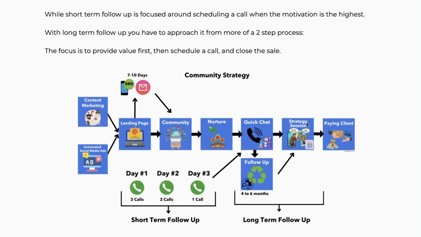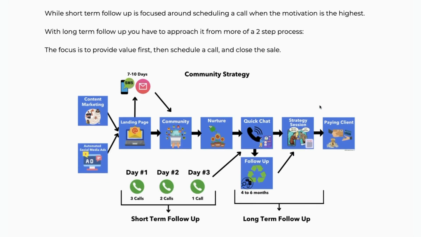Short-term follow-up is more focused on scheduling a call when the motivation is the highest. With long-term follow-up, you have to approach it as more of a 2-step process: I'm going to provide value first, right? It's always value driven. Then I'm going to schedule a call and then close the sale. Short term is happening within the first 3 to 5 days. Long term is happening over 4 to 6 months.